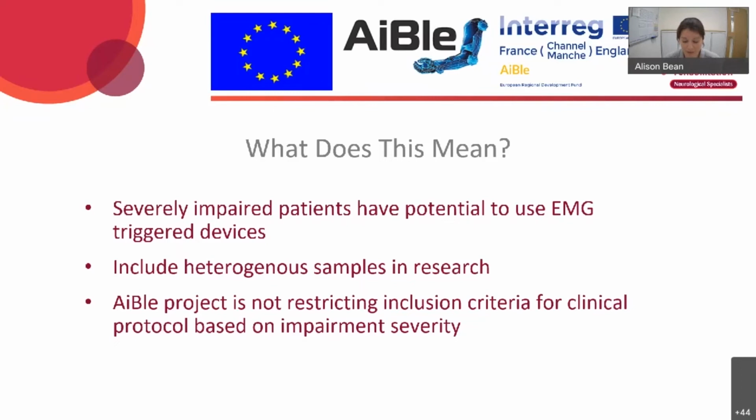So although this can make research more difficult, especially when looking for statistical significance and some of those problems that we said earlier about RCTs, this is a really useful way of looking for individual variations, especially as we look at descriptive and observational studies and case study designs. So as a result of this, we've decided not to restrict the inclusion and exclusion criteria when it comes to our clinical protocol for the AiBle robot, and we'll look at including all levels of upper limb impairment.